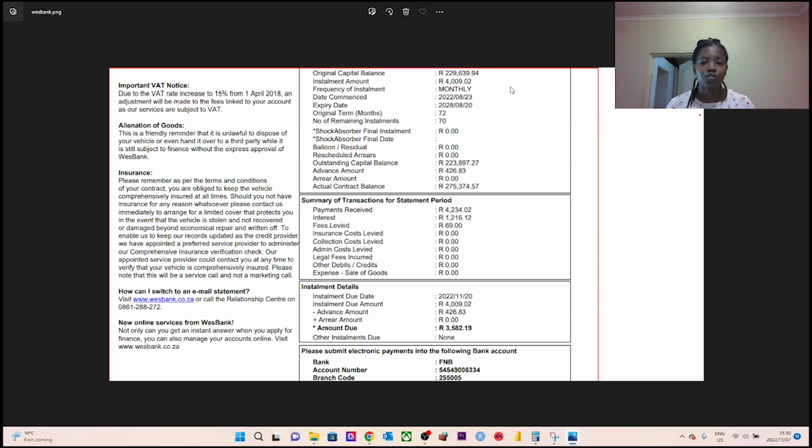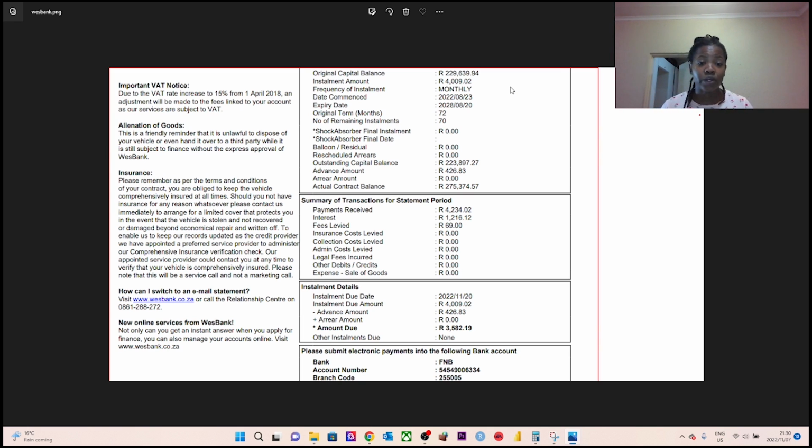Right, so my original capital balance is 229,639. My installment amount is 4,000. And the frequency of installment is monthly. Date commenced, 23rd April, or August rather, 2022. Expiry date then. Original term is 72 months. Number of remaining installments 70. Zero for arrears, zero for residual or balloon.